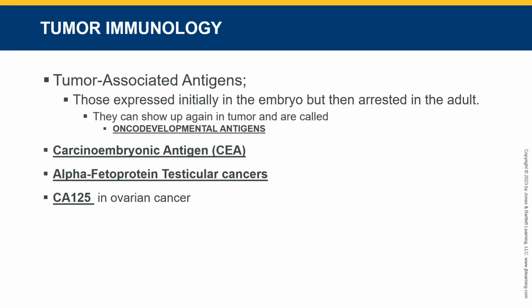Tumor-associated antigens are those expressed initially in the embryo, but then they aren't produced at all in the adult. But they can show up again in the tumor, and they're called oncodevelopmental antigens. Examples of those are the carcinoembryonic antigen, CEA, alpha-fetoprotein in testicular cancers, and CA125 in ovarian cancer.